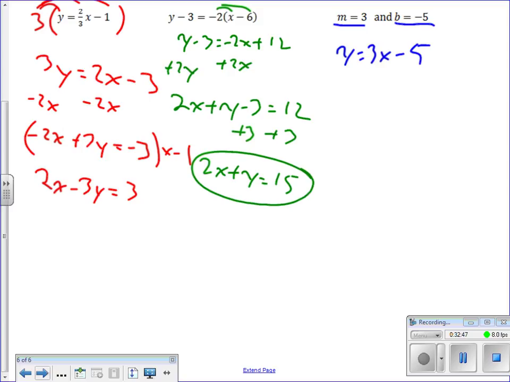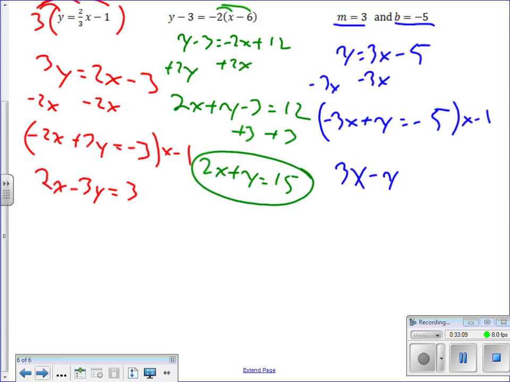So what's my first step? Subtract 3x. Negative 3x plus y equals negative 5. And then I need to multiply everything by negative 1, because I want positive 3x. 3x minus y equals 5. Piece of cake.